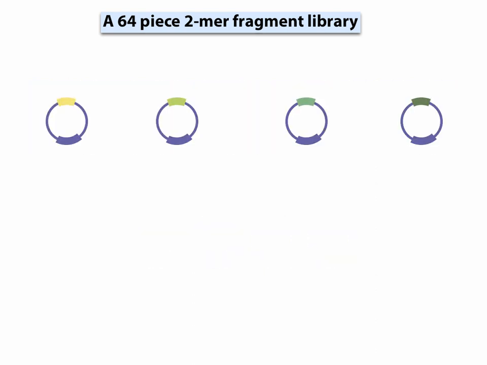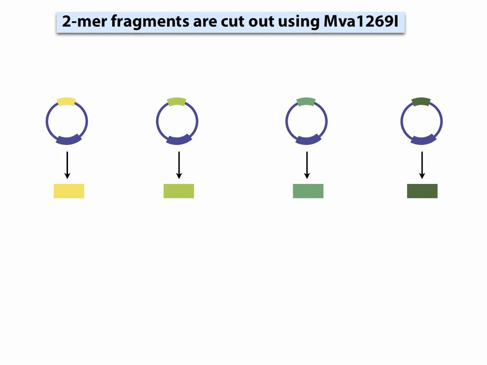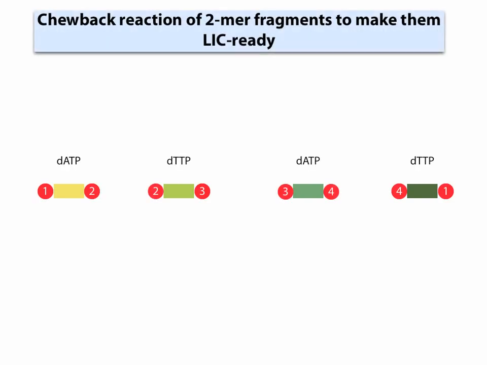In order to assemble higher-order TALE repeat unit constructs, the 2-mer fragments are cut out of their amplification plasmids using the restriction enzyme MVA1269I and are subjected to the T4 DNA polymerase treatment, also called chewback, which generates the single-stranded DNA overhangs. ID combinations 1,2 and 3,4 are chewed back in the presence of dATP, whereas IDs 2,3 and 4,1 are chewed back in the presence of dTTP. These fragments are now ready for LIC assembly without further purification.